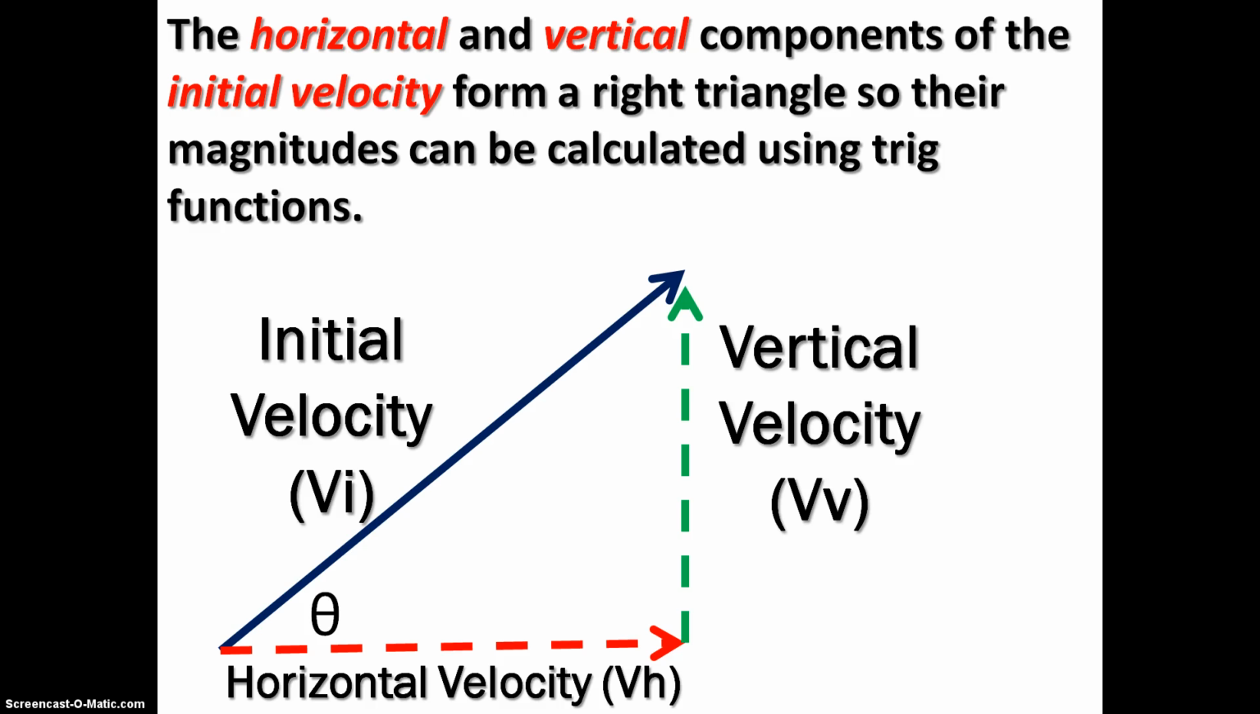It's important to keep track of our variables here because it can get confusing. Vi is always the initial velocity. It has nothing to do with direction. It's whatever the velocity is. Vertical velocity, or the initial vertical velocity, we call Vv, and it's a component of the initial velocity. Vh is the horizontal velocity, and again, it's just a component of the initial velocity. You can see we've got a right triangle here with the hypotenuse being the initial velocity at some angle theta from the horizontal.